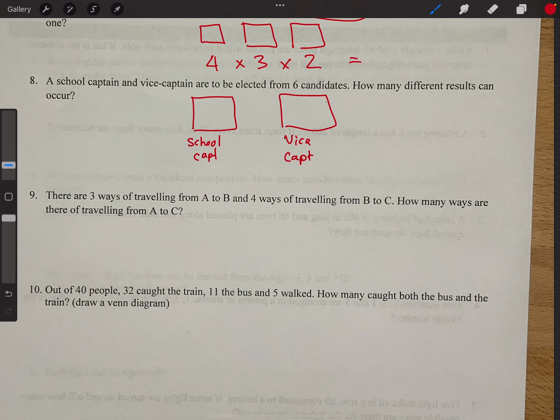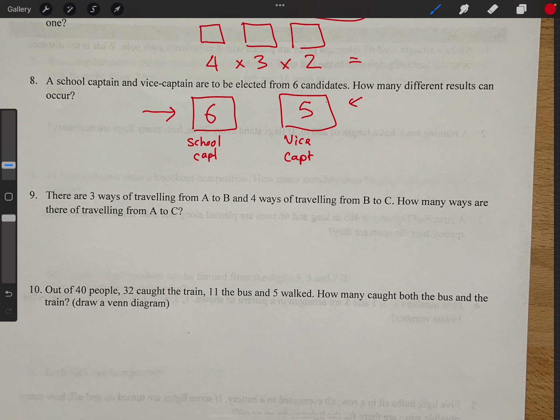Alright, now, and you got 6 people. So how many people can be in the first position? Well, any 6 people can be in there. Now, once you chose one person, how many people are left to be the vice captain? There's only 5 left. We can't have a person be both school captain and vice captain, right? So that means there's only 5 left.